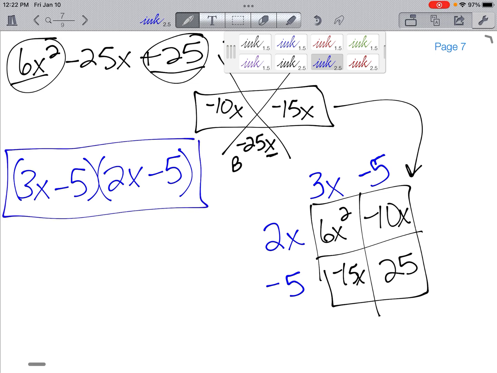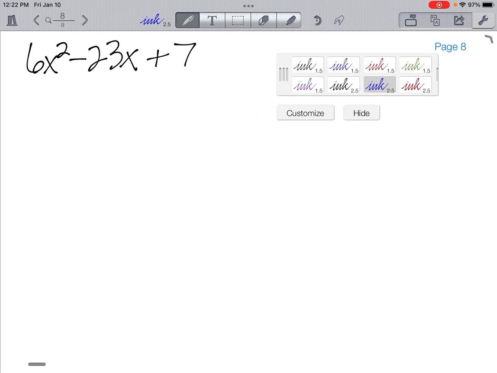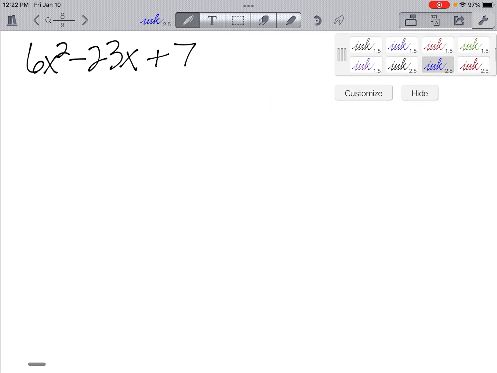All right, let's look at our second example for the day. We have 6x squared minus 23x plus 7. There's no greatest common factor because 7 is a prime number and it is not divisible into 6 or 23. So we're going to go straight to our x puzzle.